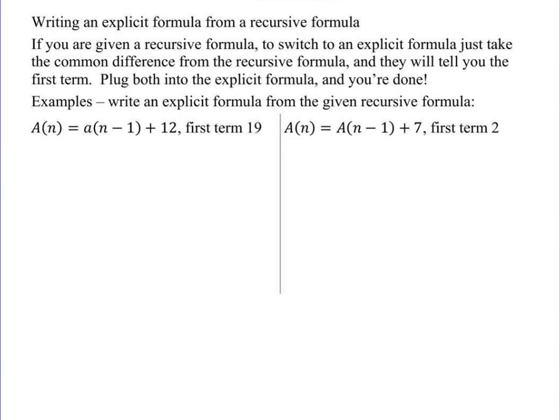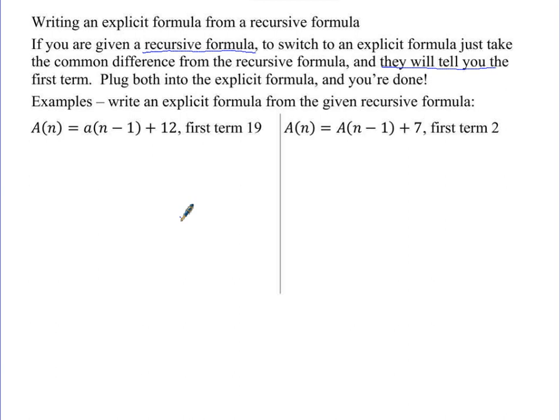All right, now that we know recursive and explicit formulas, we can go from one to the other or from one to the other way. So if you're given the recursive formula, to switch to an explicit formula, just take the common difference from the recursive formula. And they're going to tell you the first term. So now you have the common difference, which is sitting right in front of you, and they're giving you the first term, which means you can go straight from the recursive formula, which is sitting here, to the explicit formula.